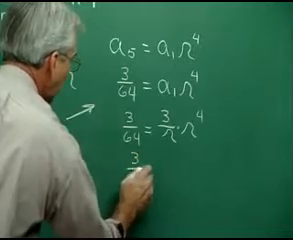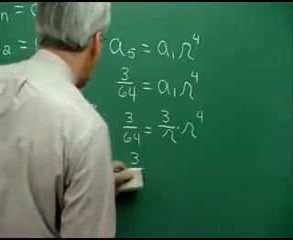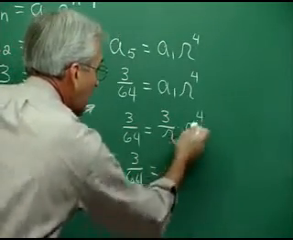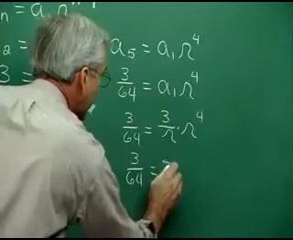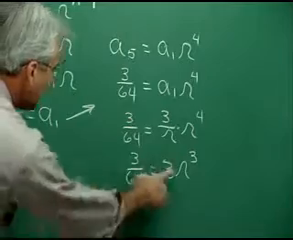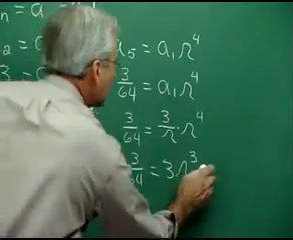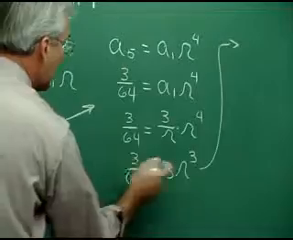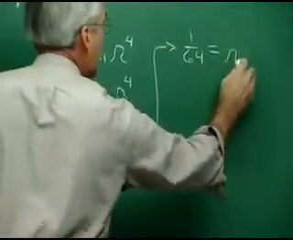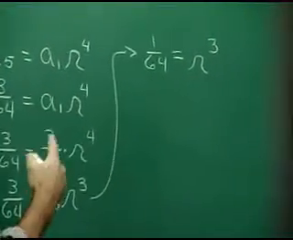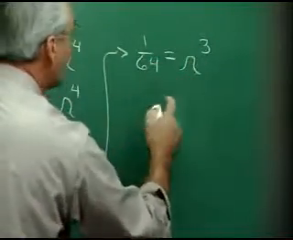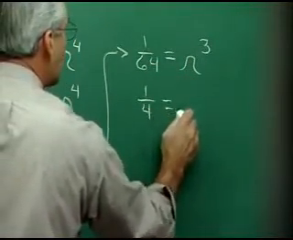I've got 3/64 equals, and 1 factor of r cancels up here, so we have 3r to the 3rd. And now I can divide on both sides by 3. Dividing over here by 3, I get 1/64. And on the right, when I divide by 3, I have r cubed. Now, using this multiple root property, I can take the cube root on both sides. I find 1/4 to be equal to r.